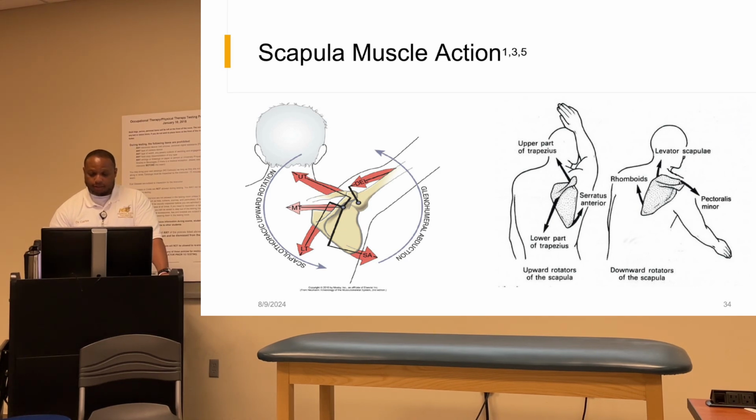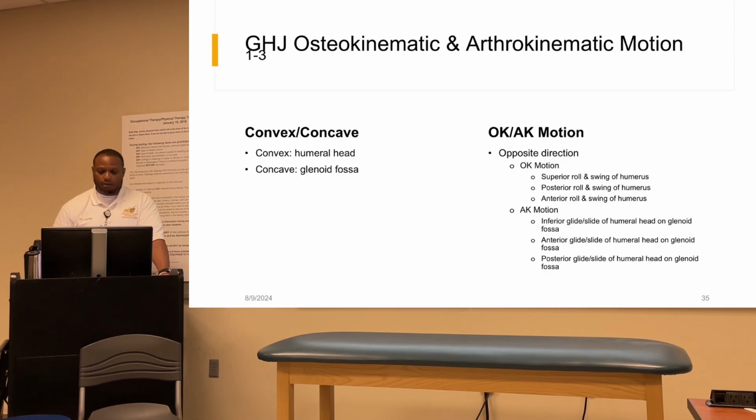So upper rotators of the scapula, we're looking at the upper part of the trapezius, serratus anterior, and also the lower part of the trapezius. And with downward rotation of the scapula, we're looking at the rhomboids, levator scapulae, and pectoralis minor acting together. So this gives you a good visual of the forces that the muscles are putting on the scapula and how the scapula is moving with those forces. Oh, here goes the fun part. So now we're getting into the GH joint osteokinematic and arthrokinematic motion.